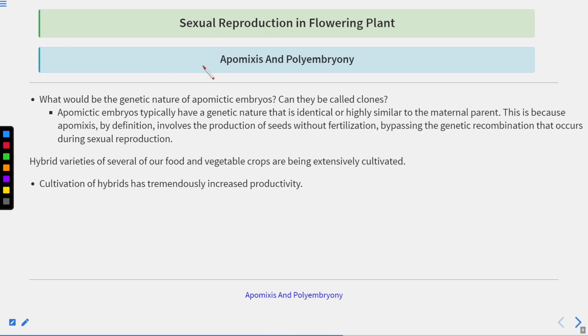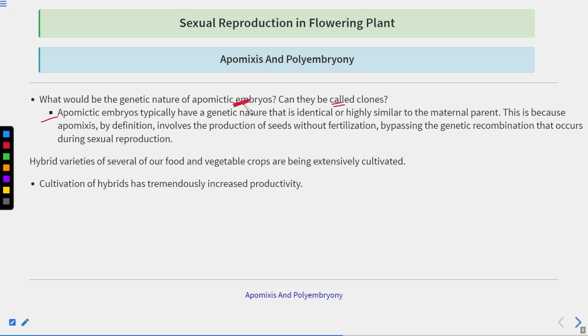Now, what would be the genetic nature of apomictic embryos? Okay, now can they be called clones? Now what is the answer? Let's discuss the answer. What is the nature of the apomictic embryo?